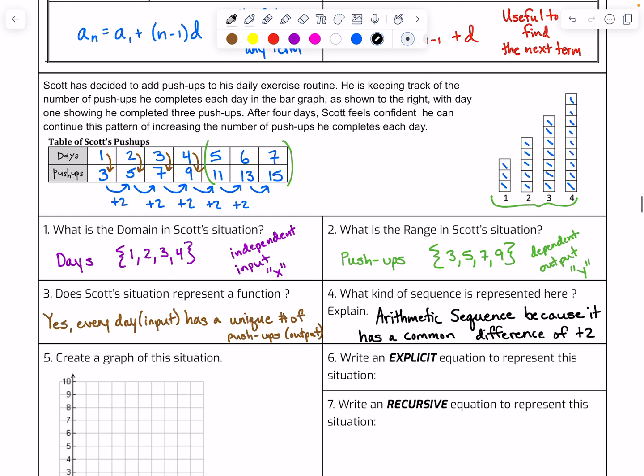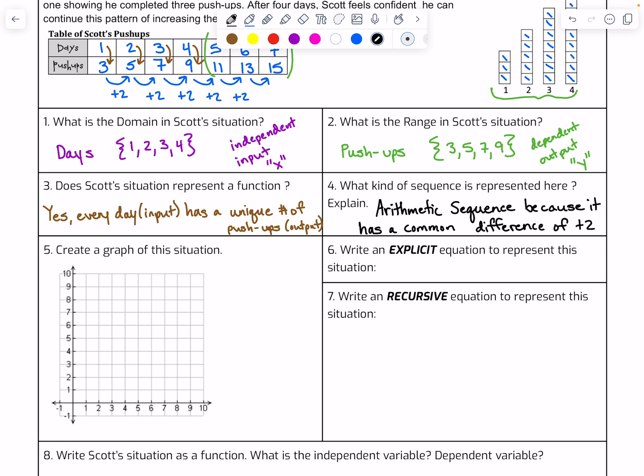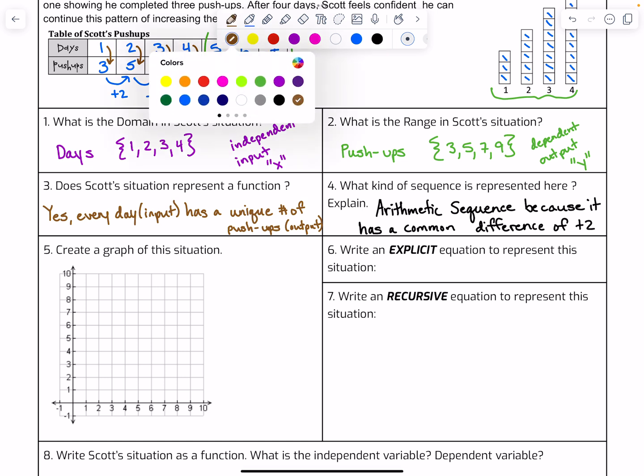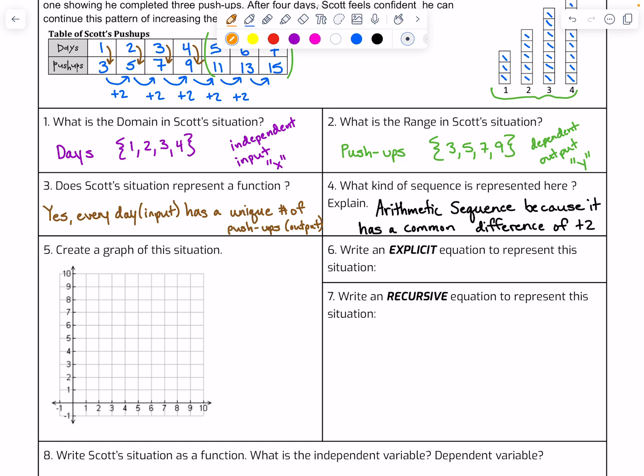Okay. The next question asks us to create a graph of this situation. So let's grab another color and let's plot our data. On day 1, Scott completed 3 push-ups. So for the x, this is number of days, and for the y values, these are the number of push-ups. So we want to go over to 1 day and up to 3 push-ups. On day 2, he completed 5 push-ups, so we want to plot 2, 5. Day 3, he completed 7, so we plot 3, 7. And then day 4, he completed 9. So that would be the graph of his data.